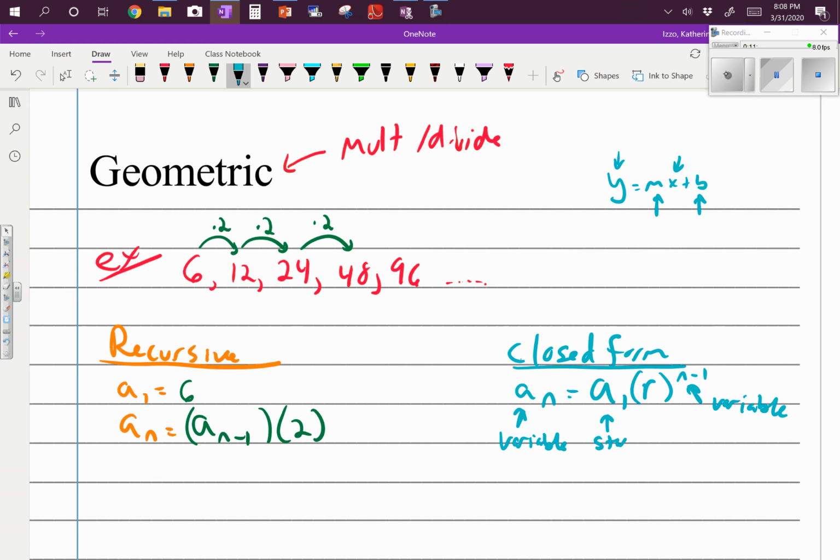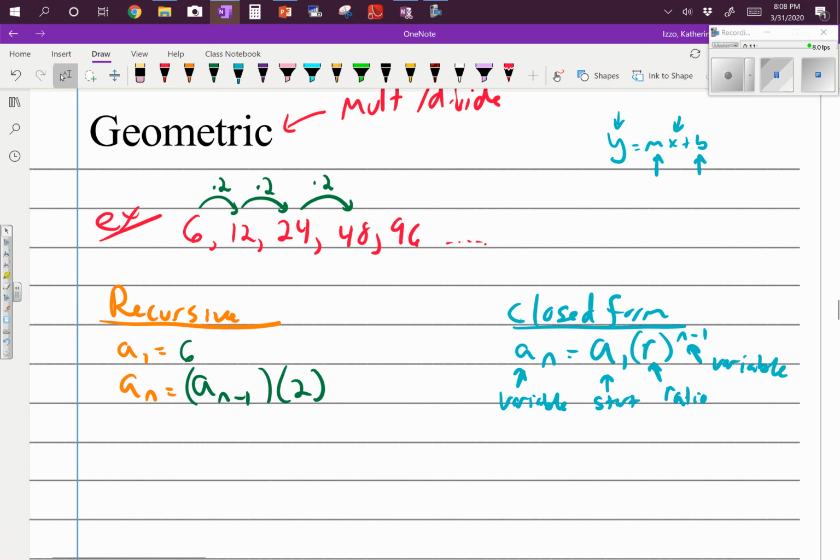a_1 is our start. r is our rate or our ratio. That's the ratio. That's how fast it is going up. So in this case, it's going to be multiplying by 2. Well, it said ratio because sometimes it's a fraction. Like if we're dividing, squirrel, it's a fraction. So you have to be careful on that.